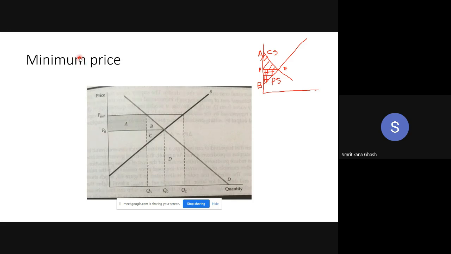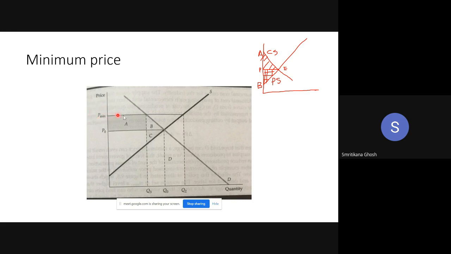Now look, the minimum price is there. So now the producer and consumer both have to obey P min. They cannot go with P naught. P naught is not valid now. Everyone has to follow P min. So for the consumer, the price is increased. Initially the price was P naught. Now the price is P min.